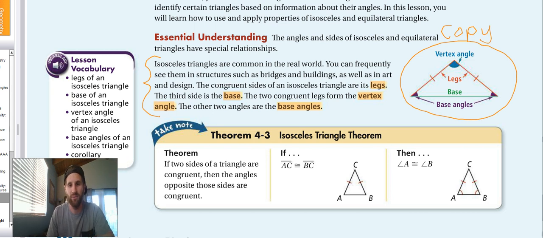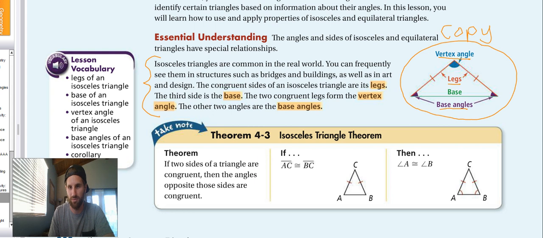Basically, we're looking at what's called an isosceles triangle. Isosceles triangles have two congruent legs, and you can see the legs are denoted. They also have two congruent base angles. So these angles are congruent and the legs are congruent. And then the third angle, the one that's not a base angle, we call the vertex angle. So this is basically what we call an isosceles triangle.